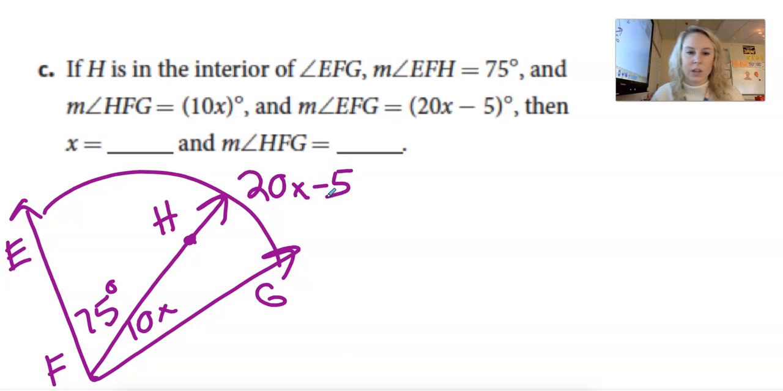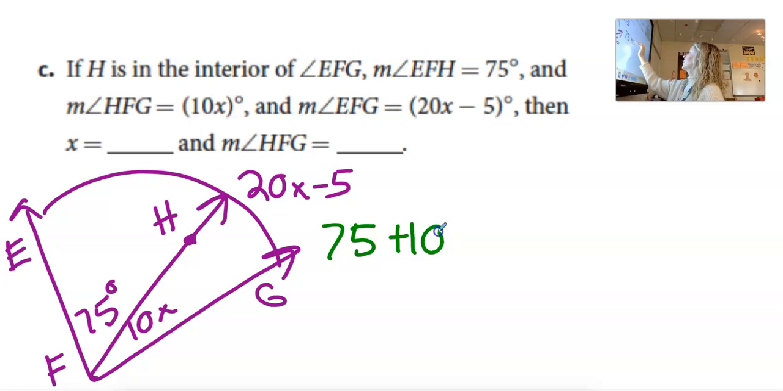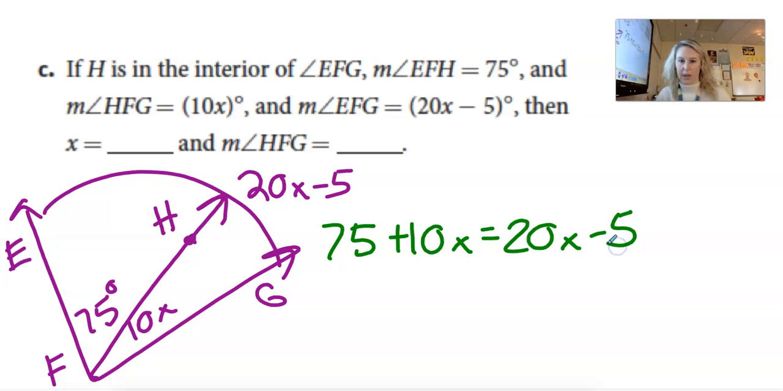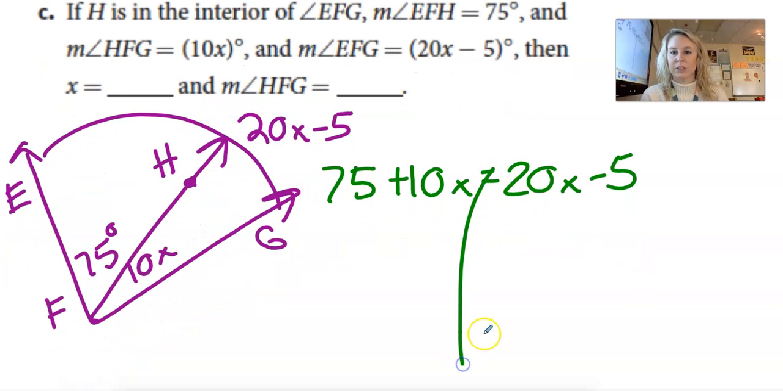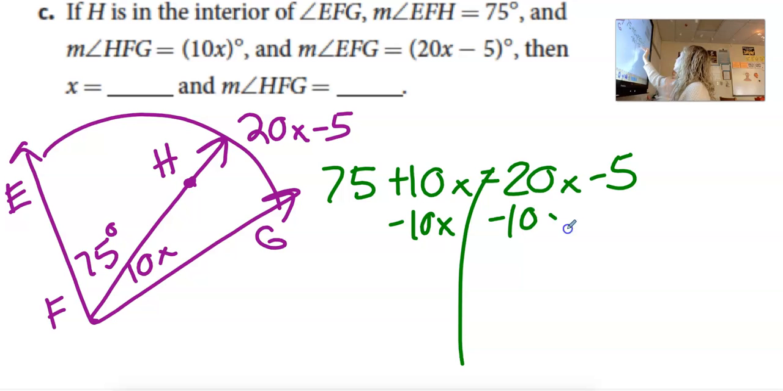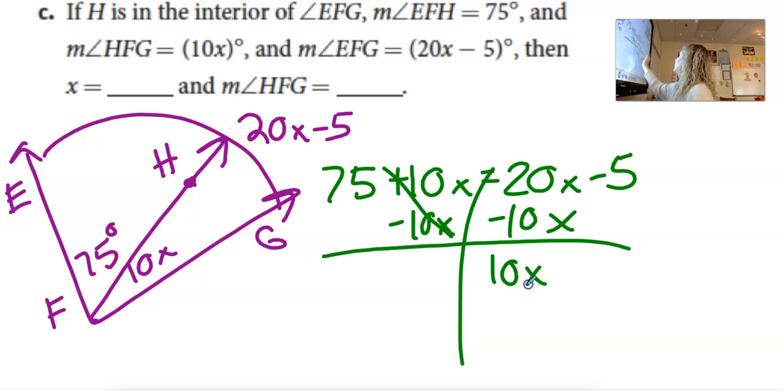All right. So now I have my part and my part and my whole. So I'm going to write a very long equation to solve this out. So part plus part equals whole. And then you're going to solve it. All right. So I've got variables on both sides. Four ways to solve this. You get to pick. I'm going to subtract 10x. You can do something different. 20x minus 10x is 10x. Drop down your minus 5.